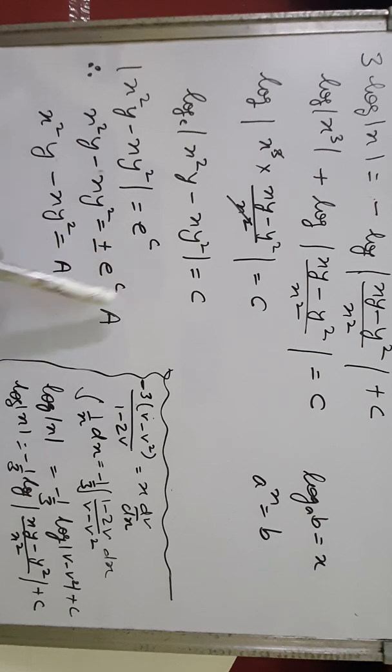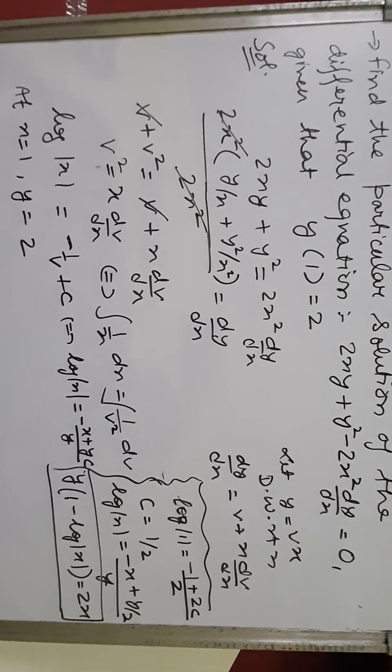Now we have assumed this plus minus e to the power c as a. So the solution of the differential equation will be x square y minus xy square equals to a. Please note down. The answer given in the book, I think it is not correct. Do the corrections there.